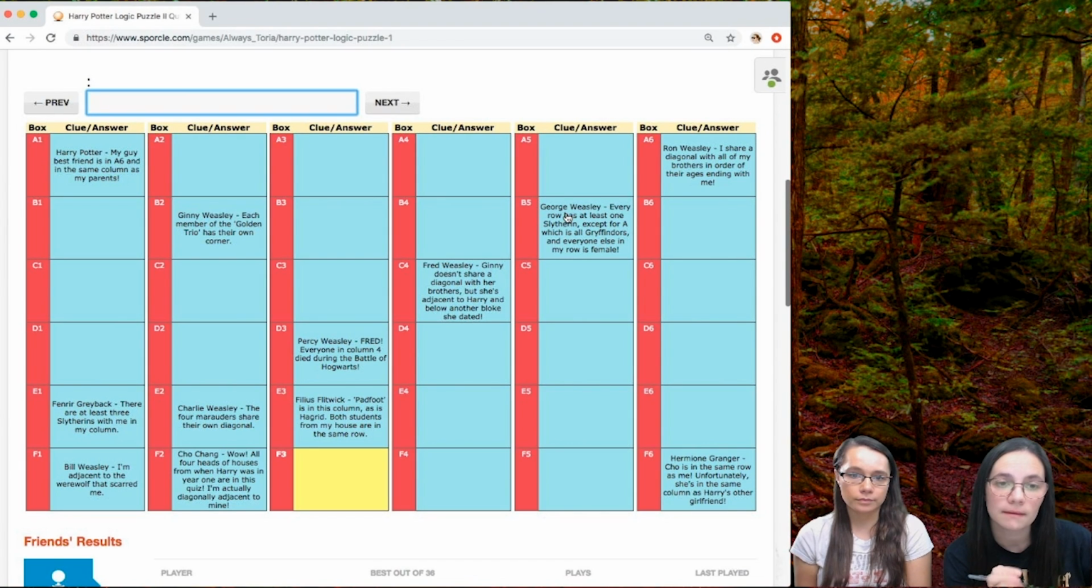Oh, okay. So that means that F3 is Sirius. I think so. All the other ones would use B as their diagonal, right? So then this makes Sirius, Lupin, Peter, and James.